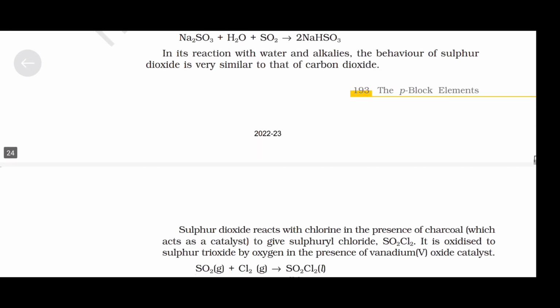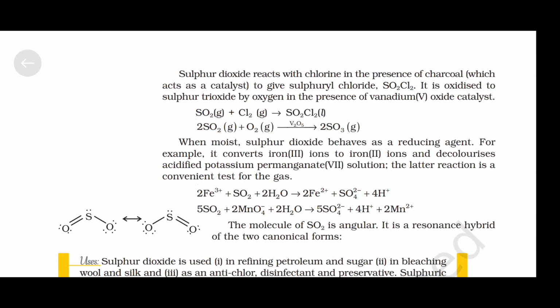dioxide. Sulfur dioxide reacts with chlorine in the presence of charcoal, which acts as a catalyst to give sulfuryl chloride, SO2Cl2. It is oxidized to sulfur trioxide by oxygen in the presence of vanadium 5 oxide catalyst. SO2 reacts with chlorine to give SO2Cl2. SO2 reacts with oxygen in presence of vanadium pentoxide to give SO3, that is sulfur trioxide.